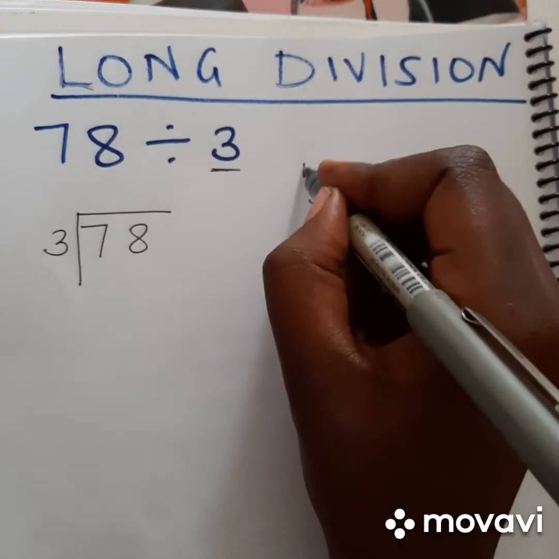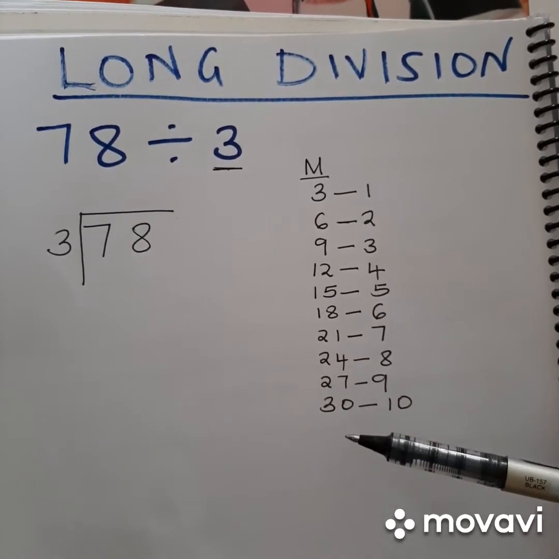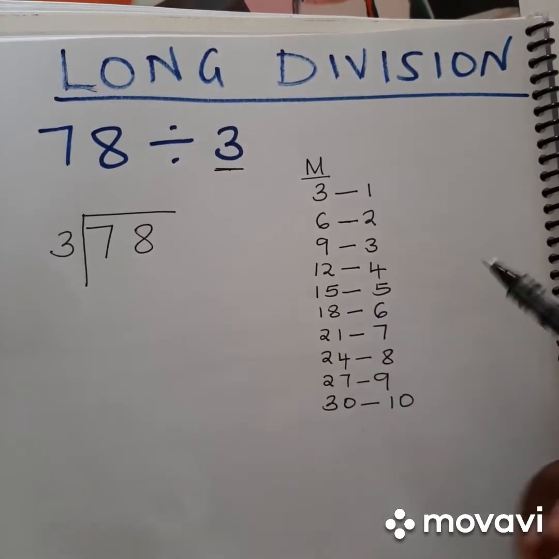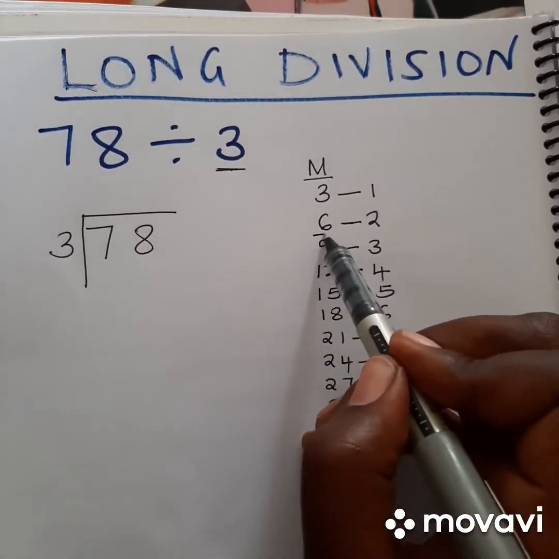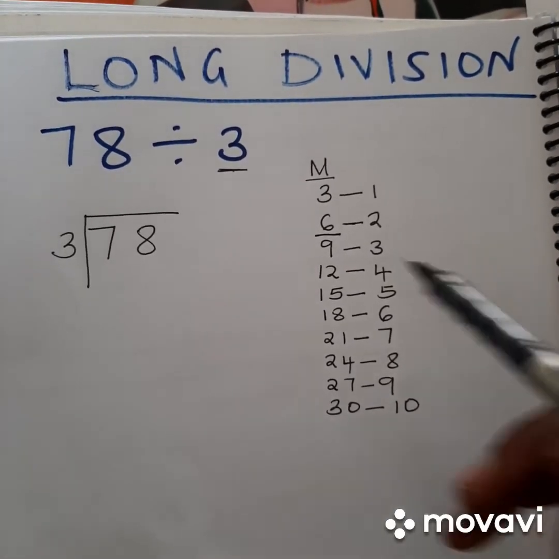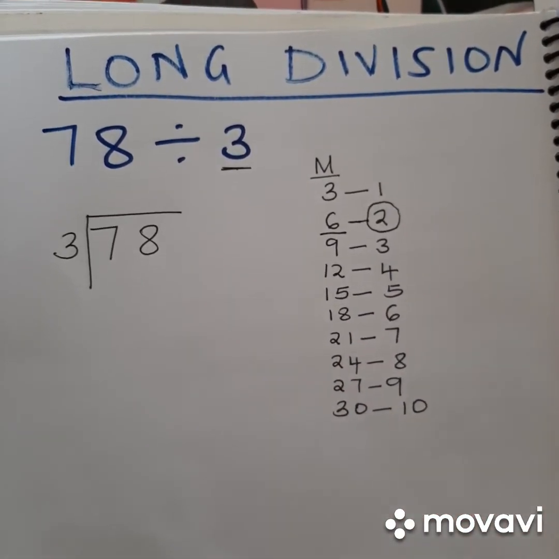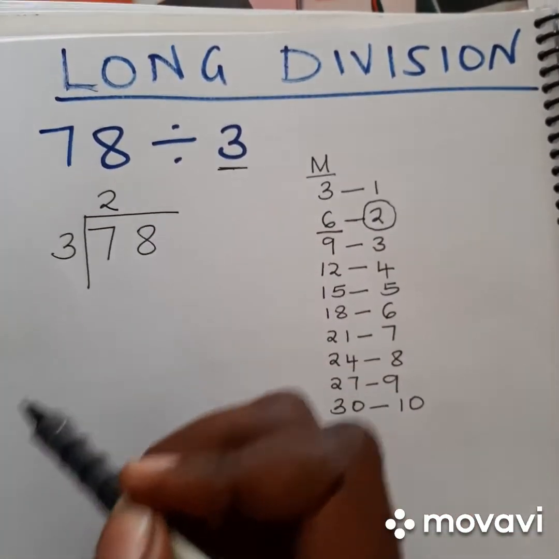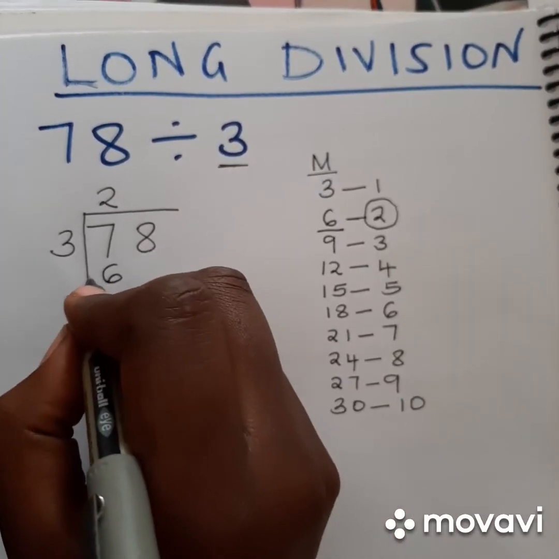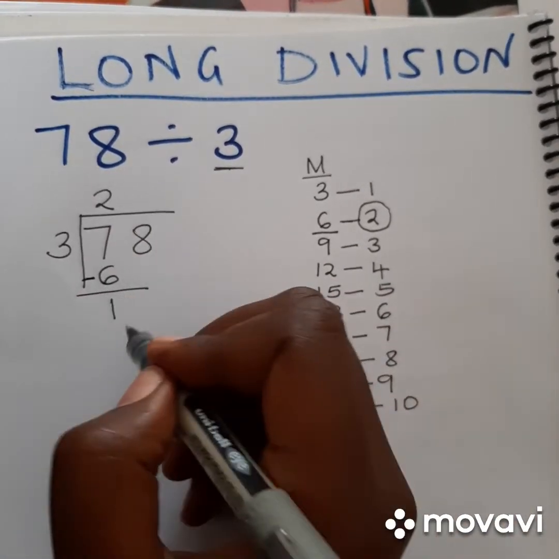So you look for 7 on the column of the multiples. In this case, 7 is nowhere here, but we know that 7 is in between 6 and 9. So it means 3 can be in 7 2 times. You write 2 there. 3 times 2 is 6. 7 minus 6 is 1. So you subtract here. 7 minus 6 is 1.